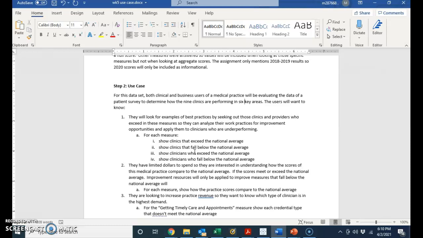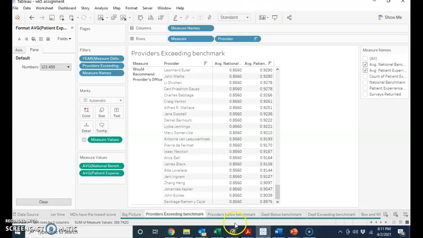And they're going to want to take that information so that they can analyze the best practices implemented by those departments and by those providers so that they can then apply those best practices to departments and clinicians who are underperforming. So for each measure, we'll look for clinics and clinicians who are exceeding the national average and clinics and clinicians who are falling below the national average. So let's go ahead and take a look at the visualizations.